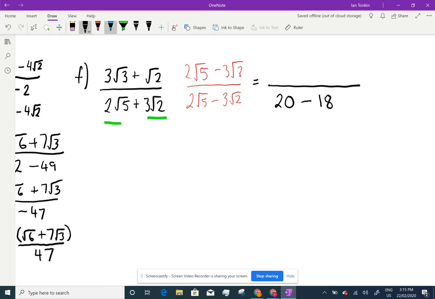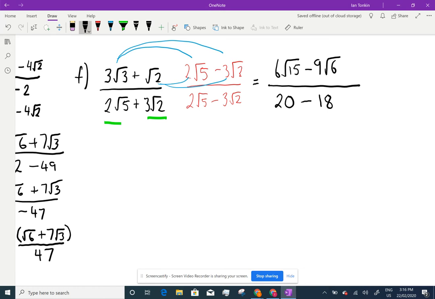On the top, I've got 2 things by 2 things, so I'm going to get 4 things. That by that, and that by that, and that by that, and that by that. Here we go. 3 times 2 is 6. Root 3 times root 5 is root 15. So I'm going to have 6 root 15. The next one, 3 times 3 is 9. Root 3 times root 2 is root 6. So minus 9 root 6.